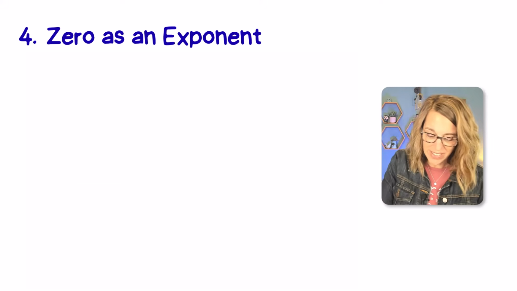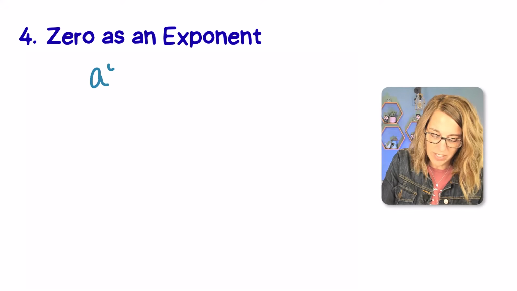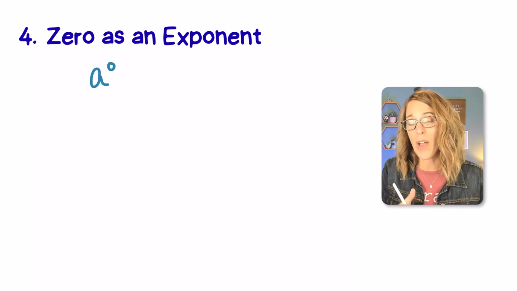Next up is 0 as an exponent. So we want to decide what a to the 0 power is.